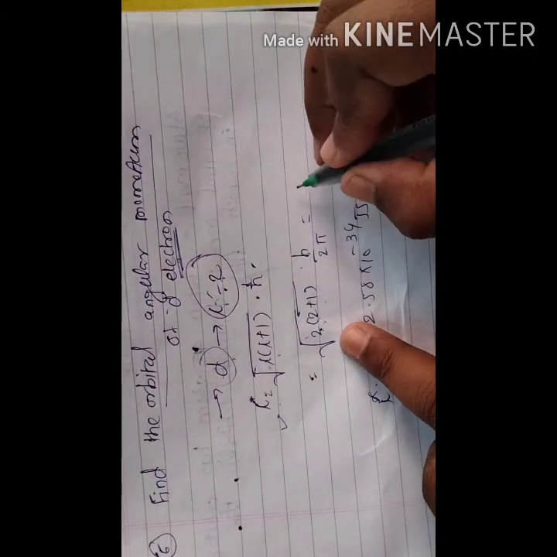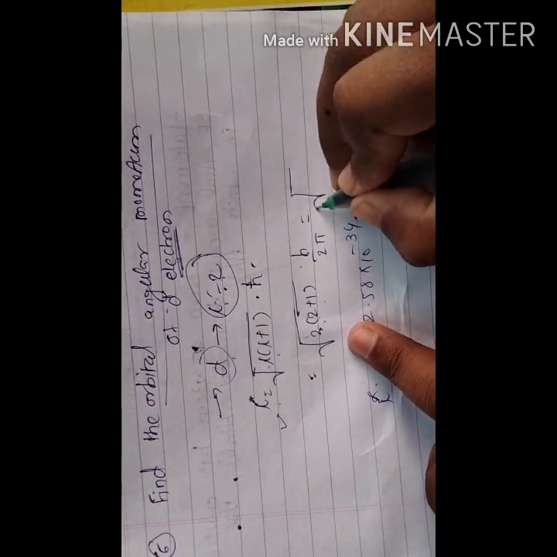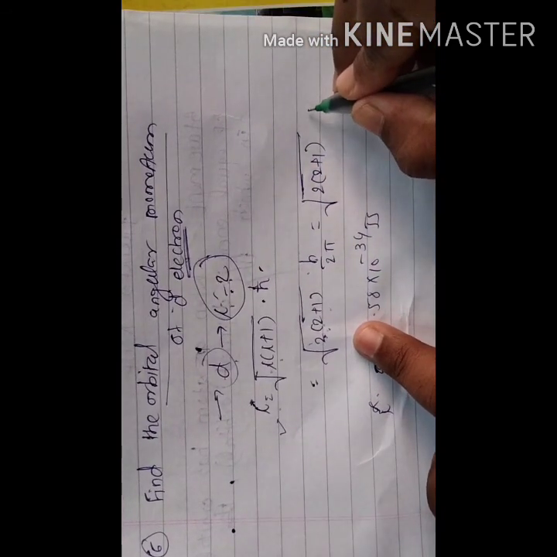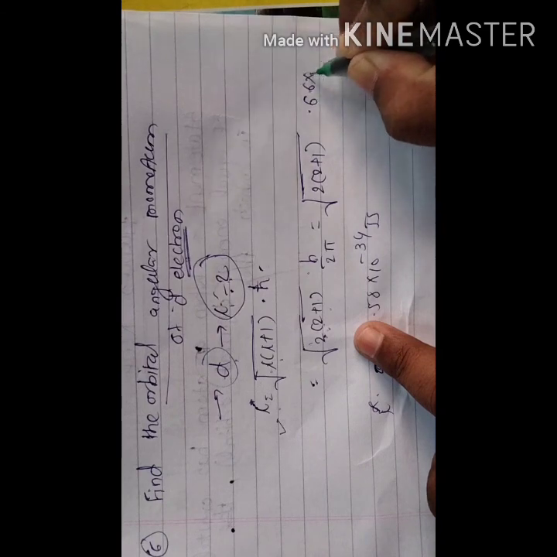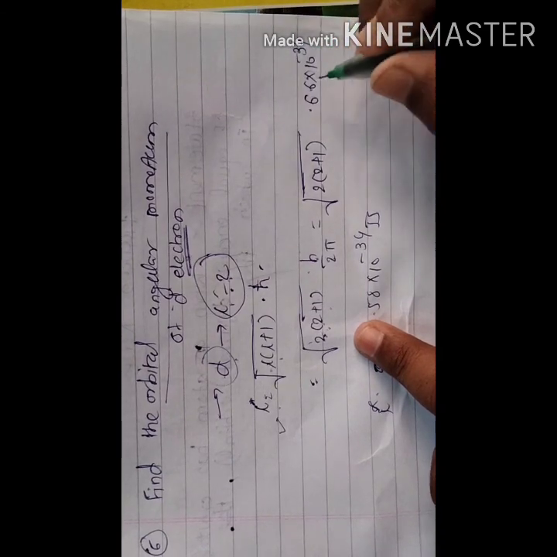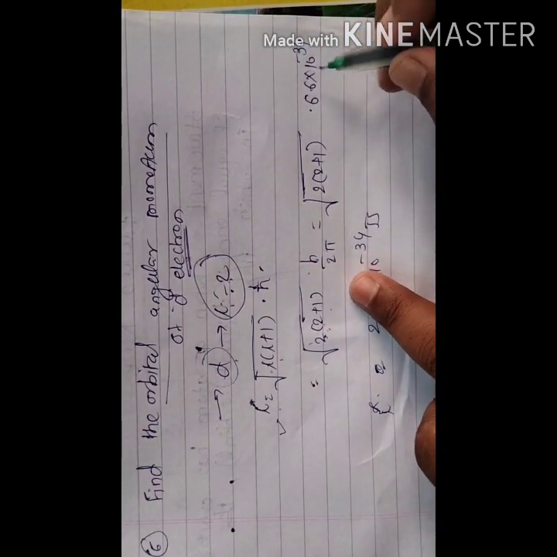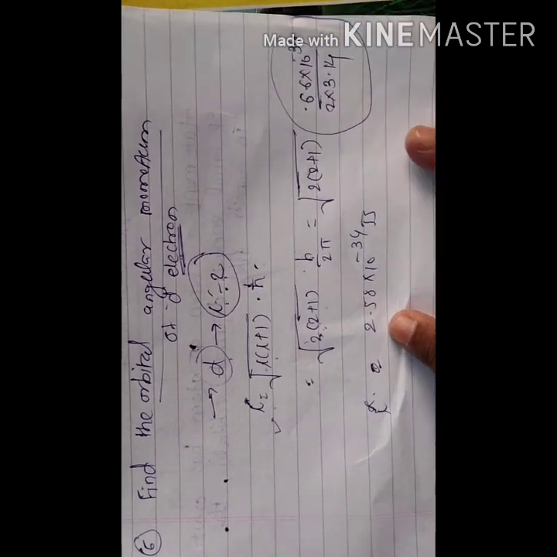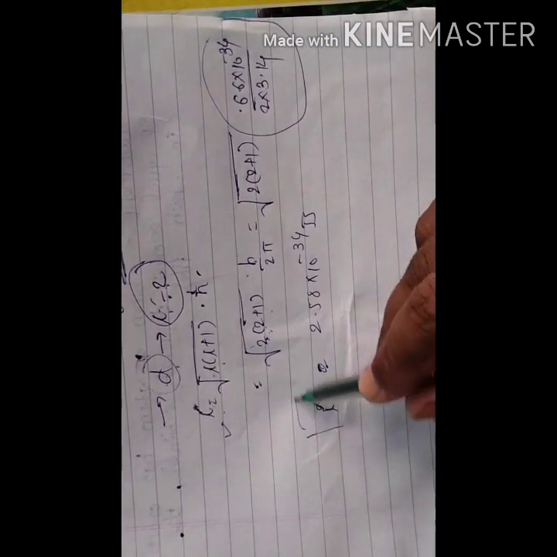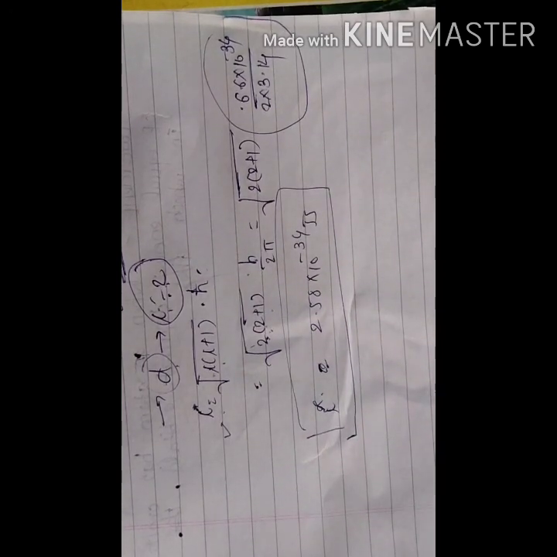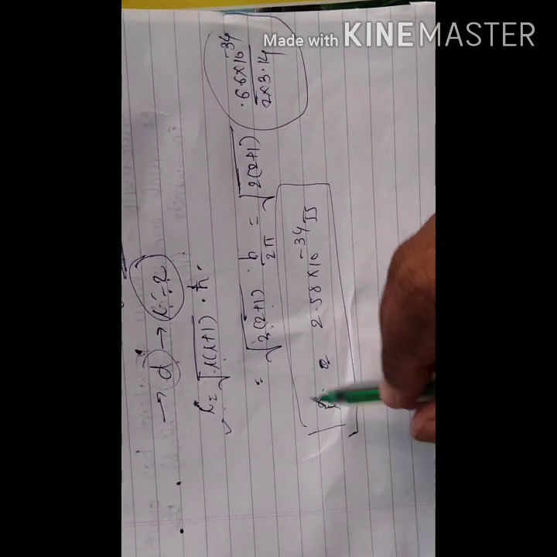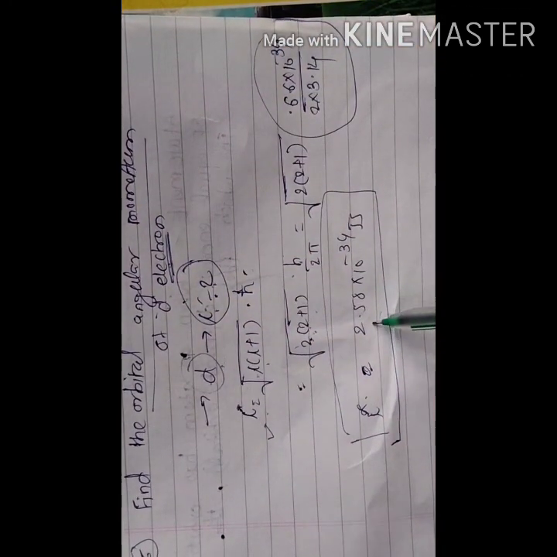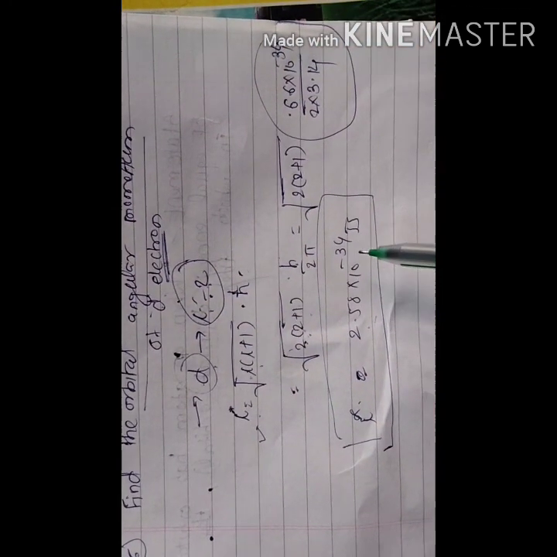So here this term has the value 6.6 into 10 raised to minus 34 joule second for the Planck constant, and 2 into 3.14. Calculating this term, we get the orbital angular momentum for the d electron, which is 2.58 into 10 raised to minus 34 joule second.